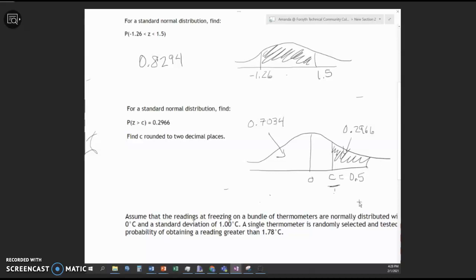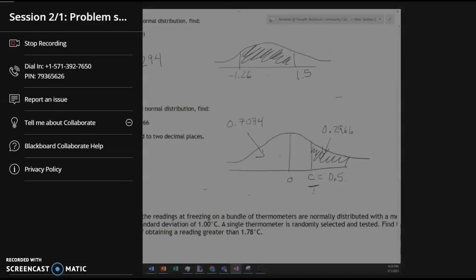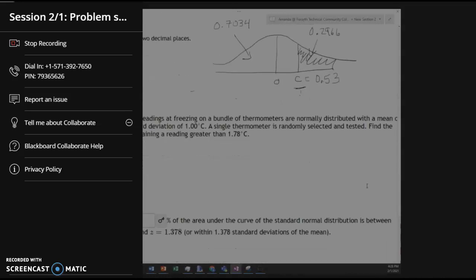So curvy 3 here. Sometimes I can get my pen to cooperate. There we go. 0.53 would be our solution there. I think I have a few more from this section. Now that I got my pen to work, my cursor is not cooperating. Here we go. Let's do this. Let's arrow down. There we go.